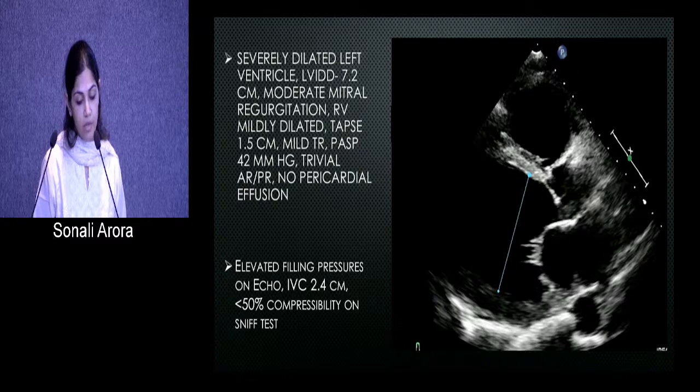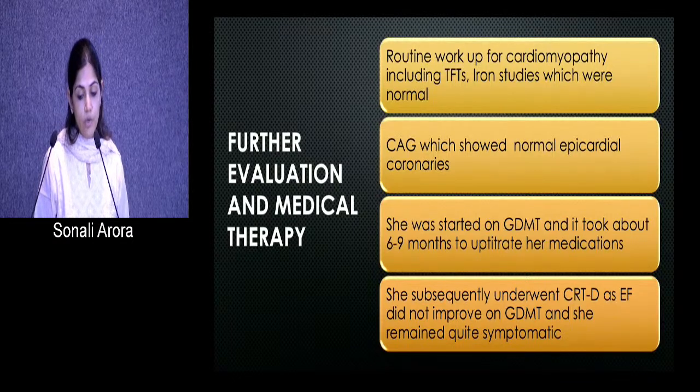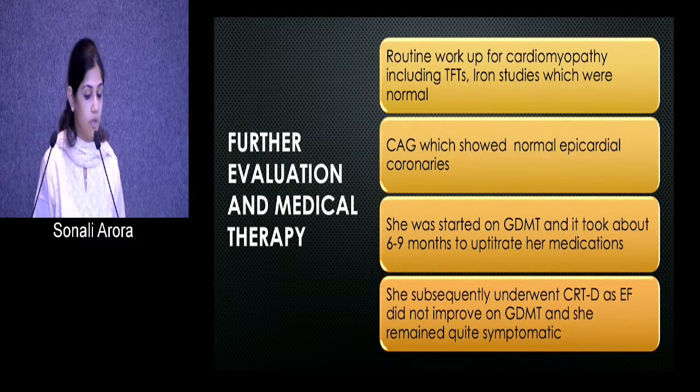She had elevated filling pressures on echo. Her IVC was 2.4, less than 50% compressibility. Routine workup for cardiomyopathy, including thyroid functions and iron studies, was normal. Her coronary angiogram showed normal epicardial coronaries. She was started on guideline-directed medical therapy, but it took a long time, about 6 to 9 months, to uptitrate her medications, and even then, she was not on a very high dose of medications.